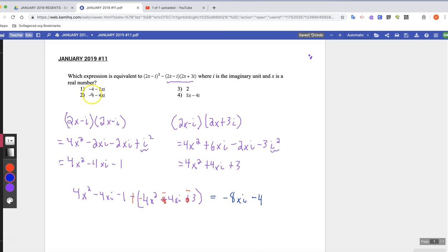And when we look at the choices, this matches up to choice number 1. The order is just switched around, but that's okay. Addition is commutative, so we can put the negative 4 first, the negative 8xi second, and again, the answer is choice 1.